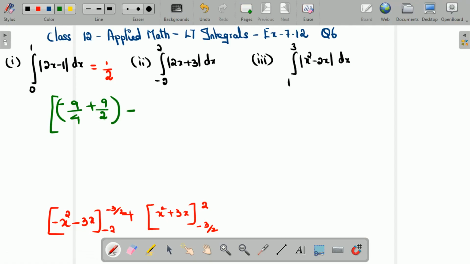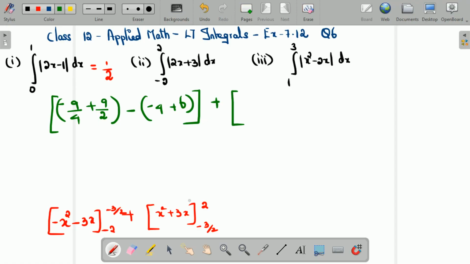Now for the lower limit, minus of, remember minus 2 the whole squared is plus 4, but there is a minus sign, so this is minus 4, minus, this is minus 3 into minus 2, this is plus 6. So this is the lower limit for the first integration. Now let's work on the second one.